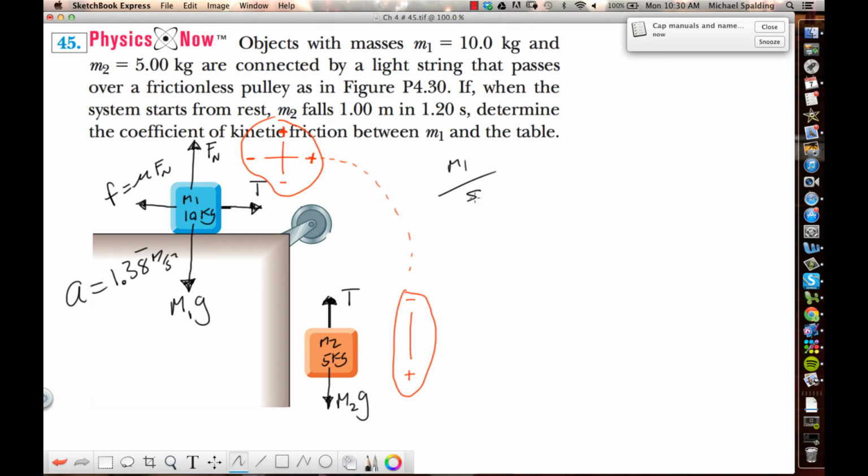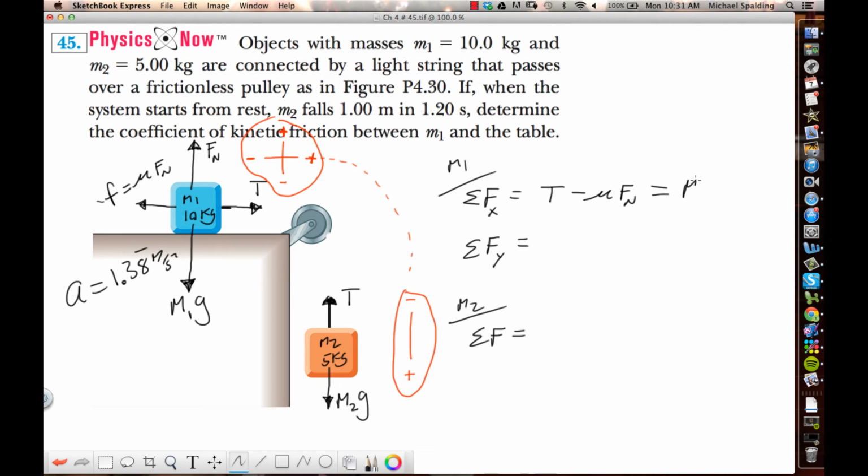Okay, for M1, let's sum forces X. Let's sum forces Y. And then for M2, sum the forces. You don't have to call it X or Y because there's only one direction. For the X direction, what forces are on M1 this way? There's only two. Tension and friction. So you're going to go T minus mu Fn. Mu Fn is friction. Any other X forces on M1? Nope. So what does the sum of the forces equal? M1A. Does the A go to 0? No, because we have an acceleration.